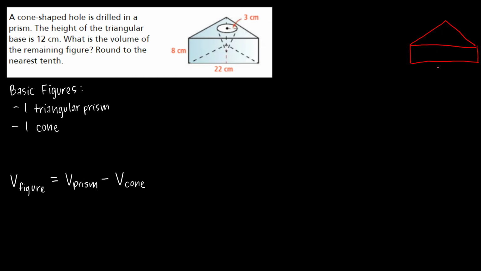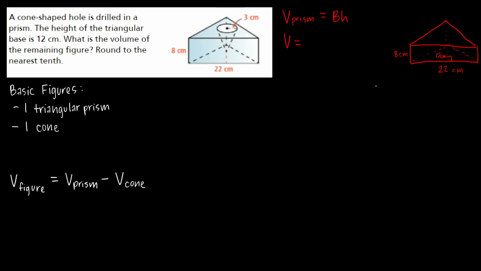Okay, so I know that the base, finish drawing here. I know that the base is 22 centimeters. The height of the prism is 8 centimeters, and I'm told the height of the triangular base is 12 centimeters. So the height of the triangular base is 12 centimeters. I know that the volume of any prism is the area of its base times height.